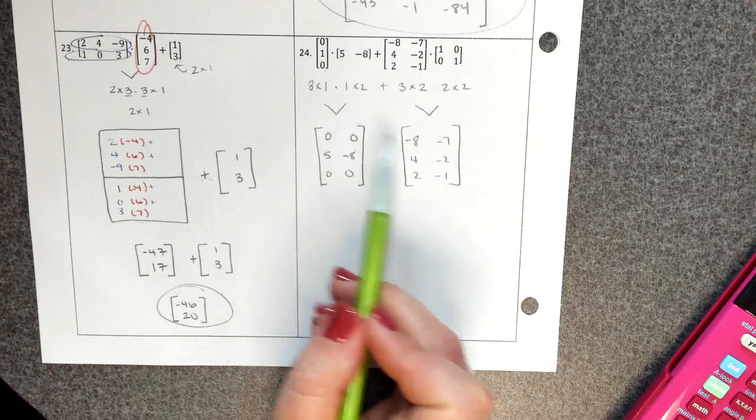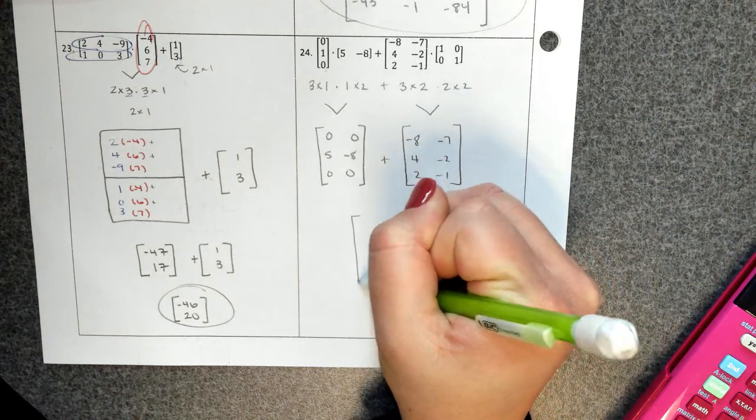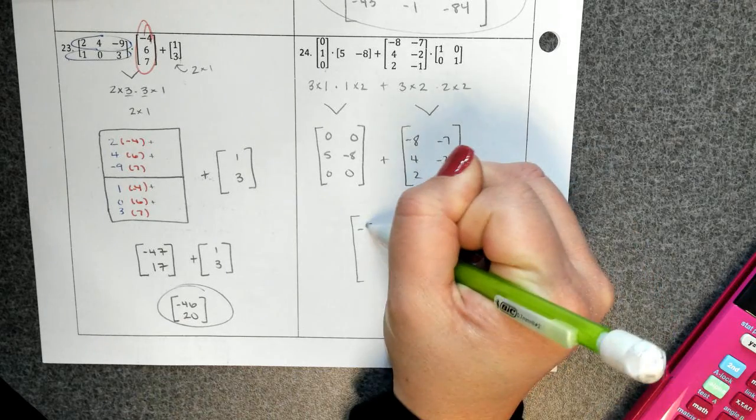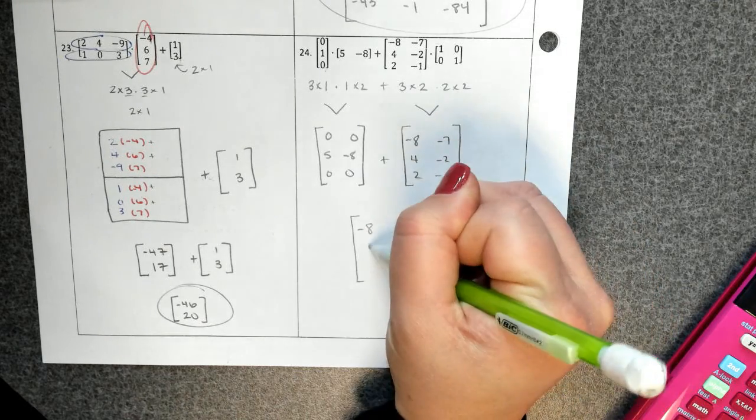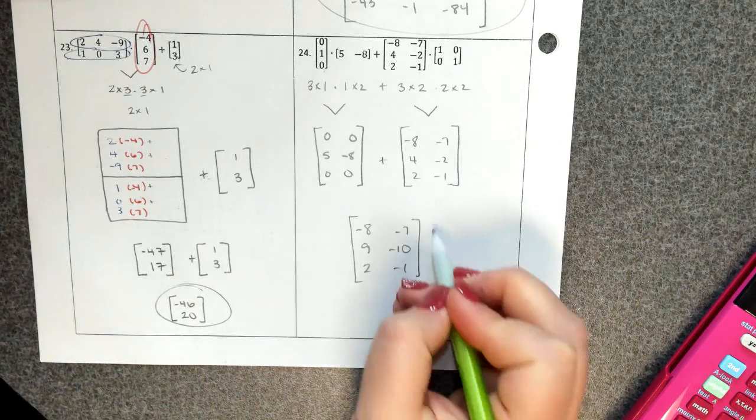So can we add these together now? Yeah, they have the same dimensions. So I would add it. I'd have a 2 by 3. I'd have negative 8, negative 7, 9, negative 10, 2, negative 1. And that would be my final answer.